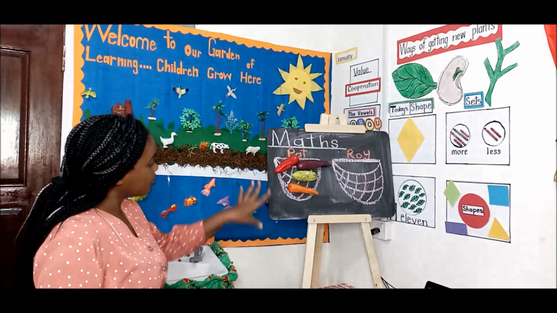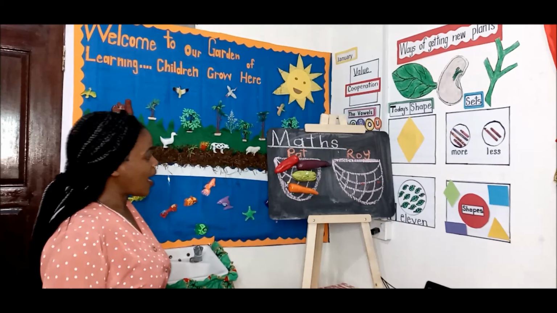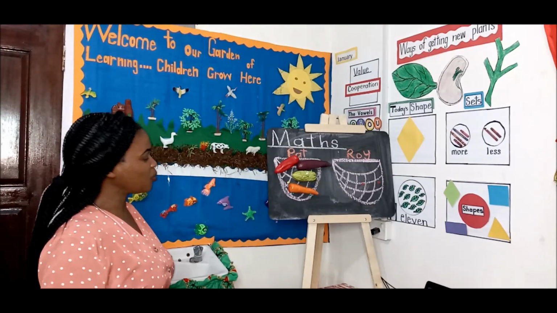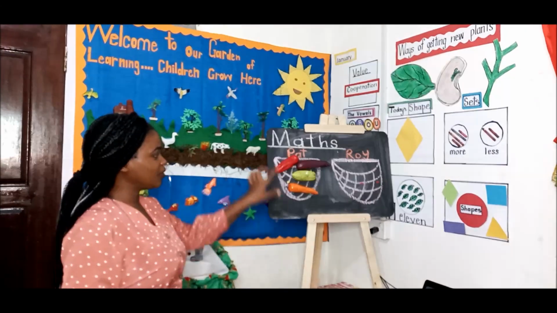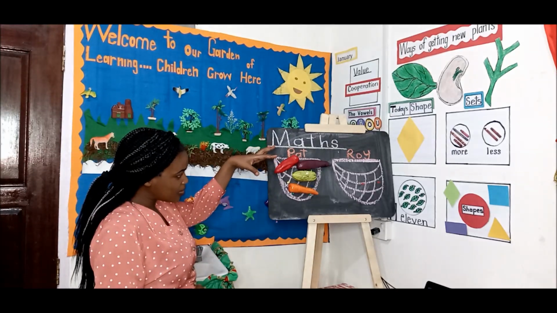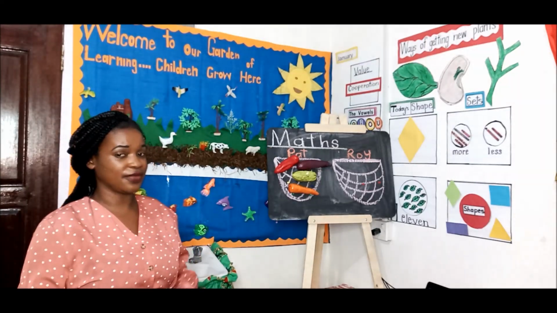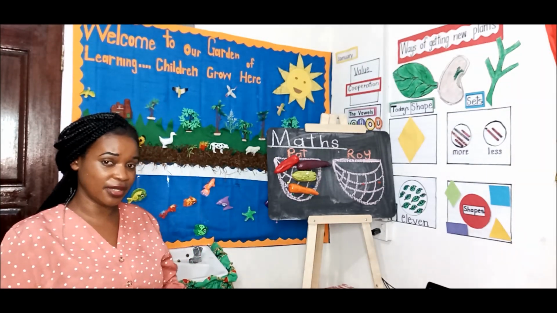Now when Pat reached the market, she realized that her basket is too small. She bought the vegetables her mother asked her to buy, and it was too much for her basket, because if you look at Pat's basket, the vegetables are almost to the top, okay? And maybe she's afraid that it might fall out. So you know what she did?